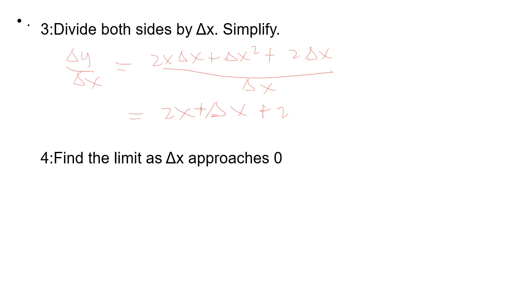So find the limit as delta x approaches 0 of delta y over delta x, which equals dy over dx, equals 2x plus 0 plus 2. So dy over dx is equivalent to 2x plus 2.